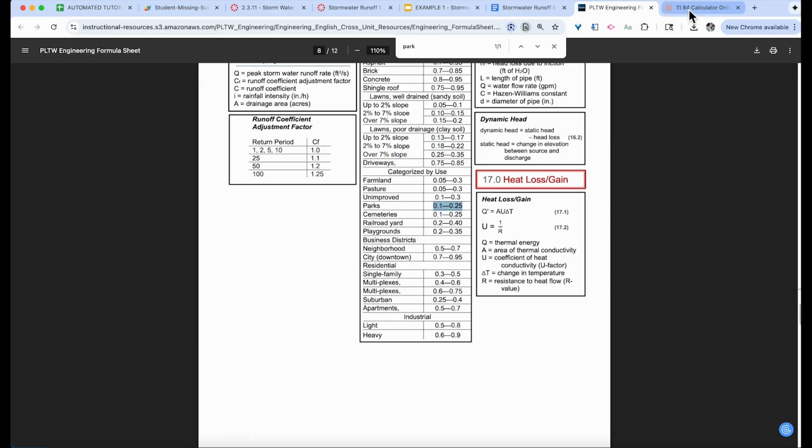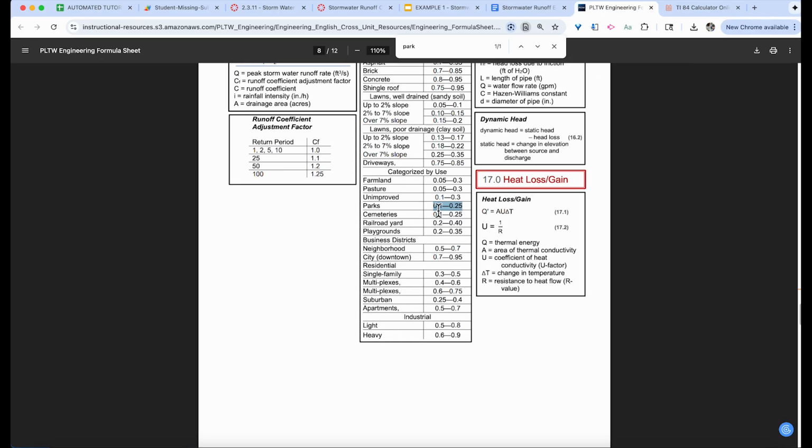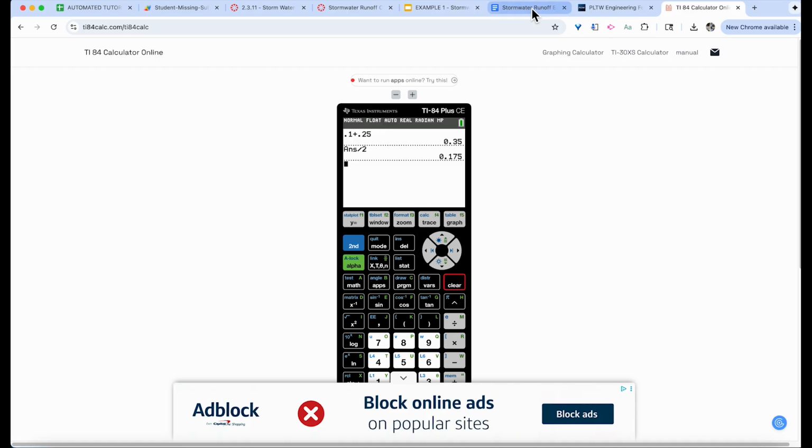So what we can do is just find the average of this. If you wanted to play it safe, you could add this up: we've got 0.35 divided by 2. So we are finding the average here, right? We're finding the average because they did not tell us to use the lower range or the upper range. So we're just making an approximation of this, okay? So 0.175 is what we're going to end up using.